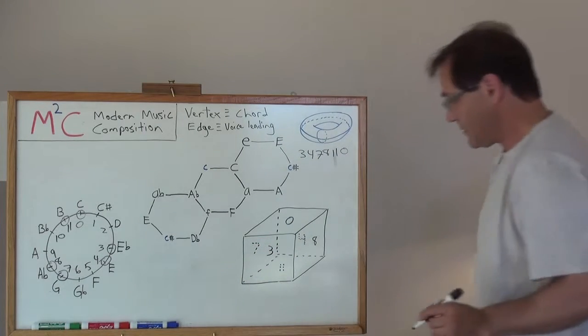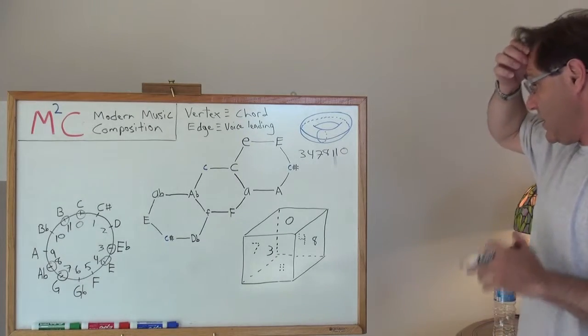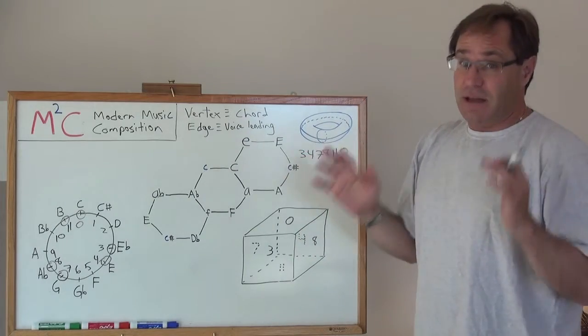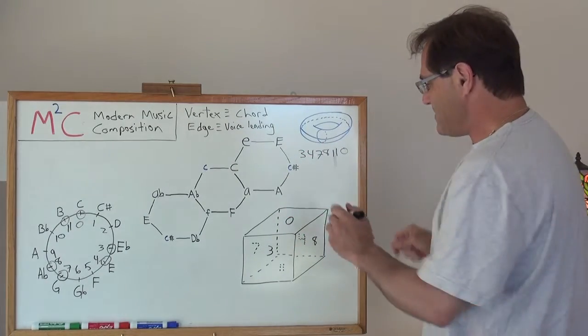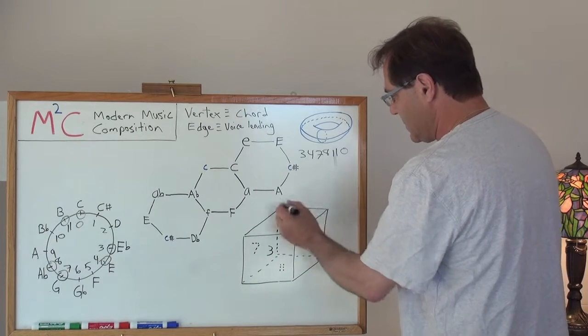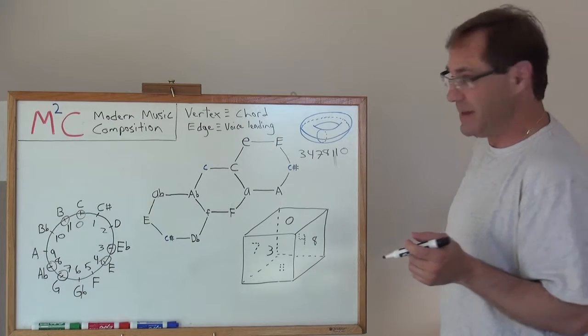Okay, I hope that's legible. It looks pretty good. Now what we want to do is, this is actually yet another representation: you've got a vertex here and then you've got edges. But we're going to use that as our voice leading.